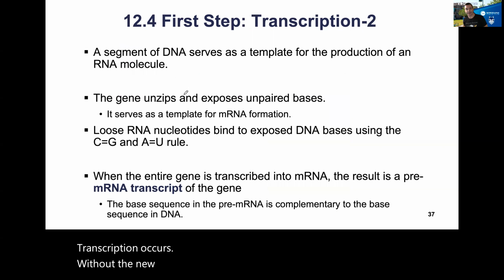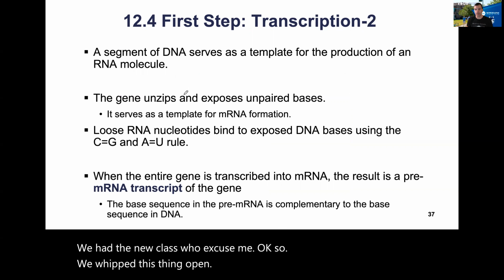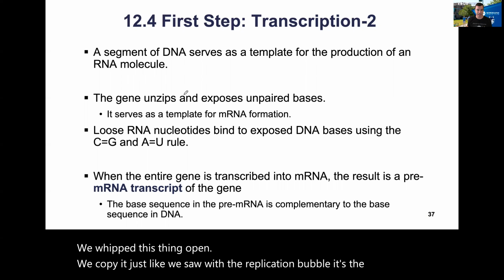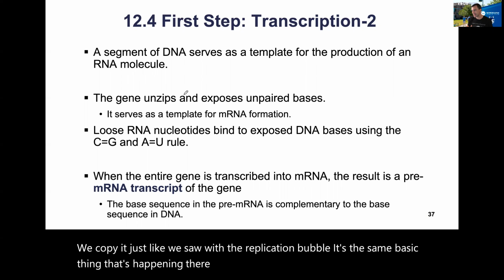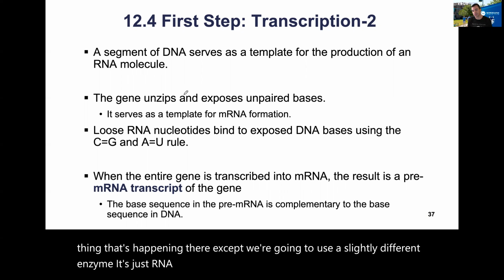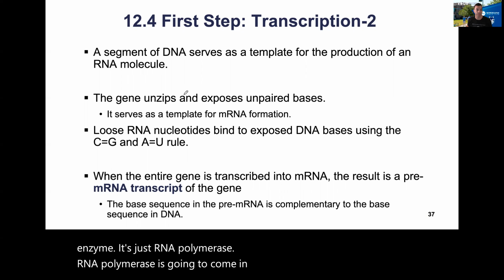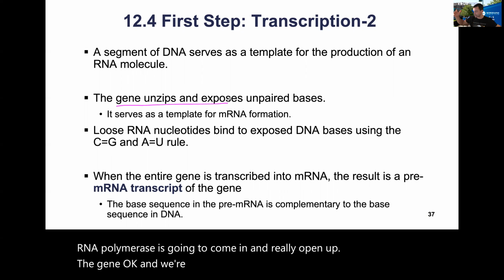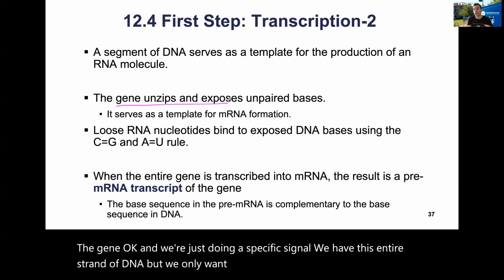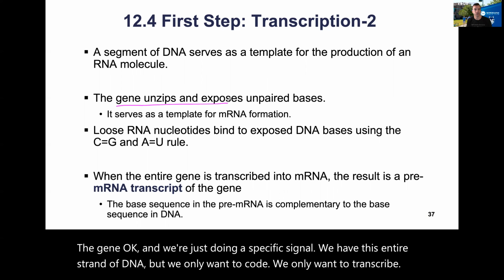So we whip this thing open. We copy it. Just like we saw with the replication bubble, it's the same basic thing that's happening there, except we're going to use a slightly different enzyme. It's just RNA polymerase. That RNA polymerase is going to come in and really open up the gene, okay? And we're just doing a specific segment. We have this entire strand of DNA, but I only want to transcribe what I've been told to transcribe.